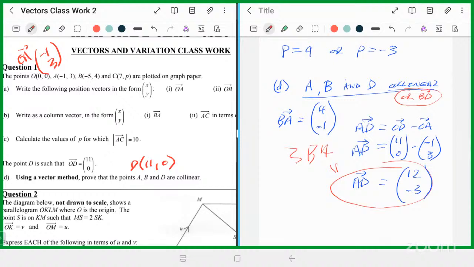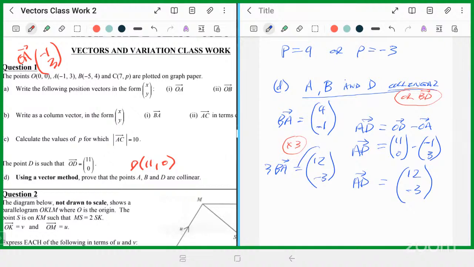I can see that, but just to show the process, what we'd have to do is get this one equal to that one. I'd have to multiply this one by 3 because I want this 4 to become 12. When you multiply this vector equation by 3, remember to multiply this side by 3 as well. And so that equation will become 3BA equal, multiply this by 3, 12, -3.